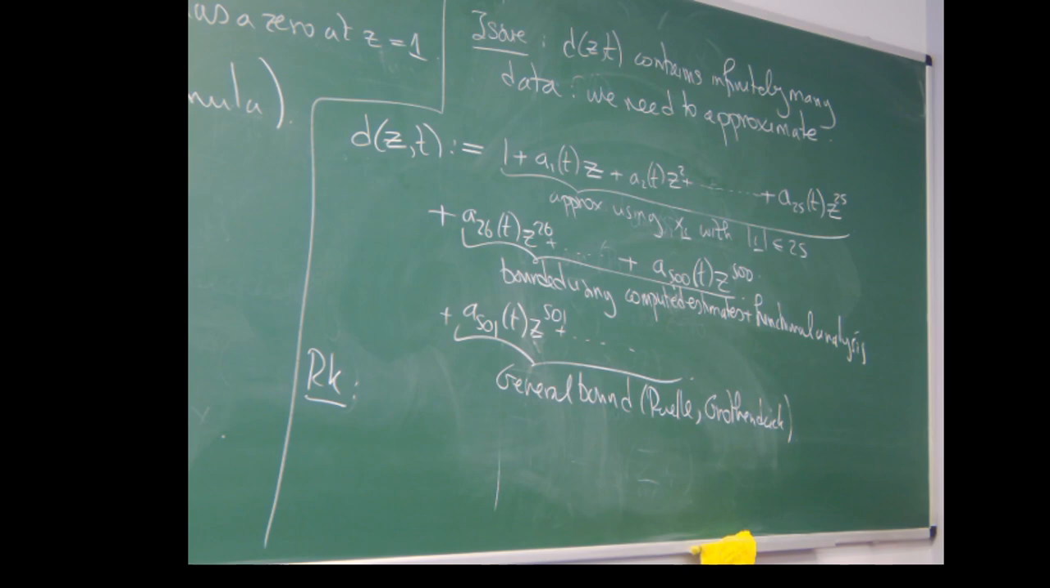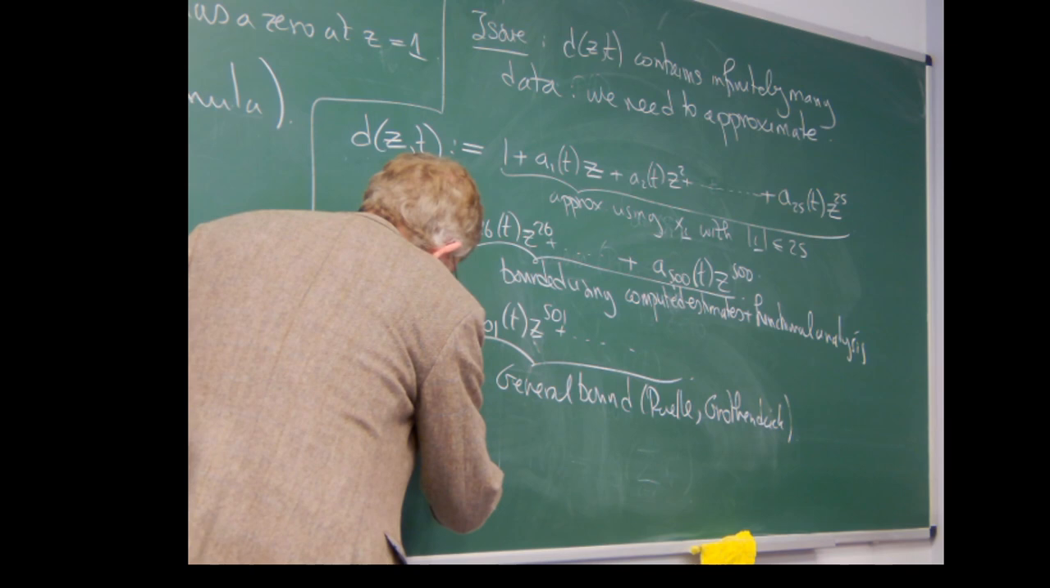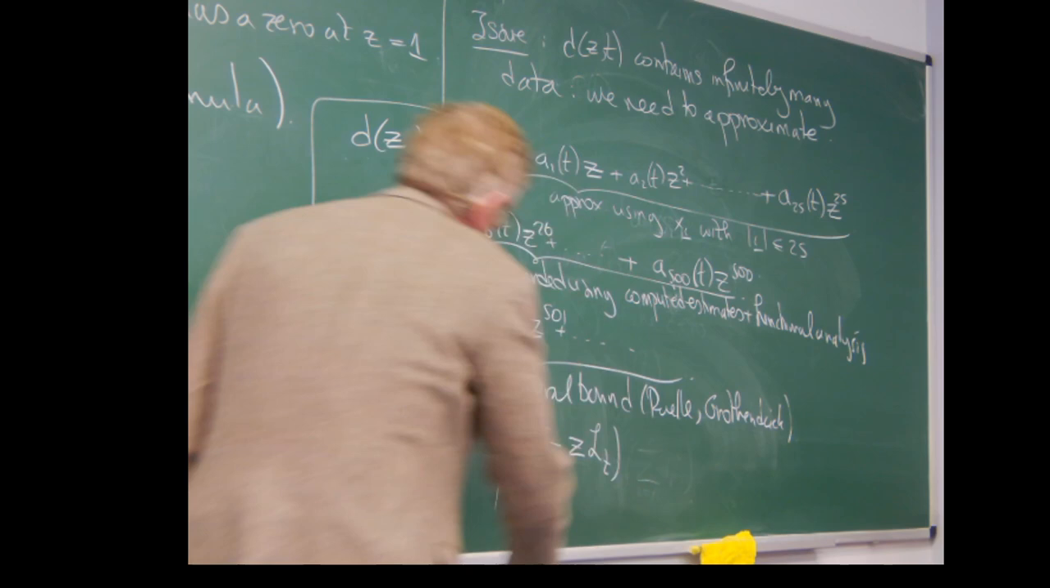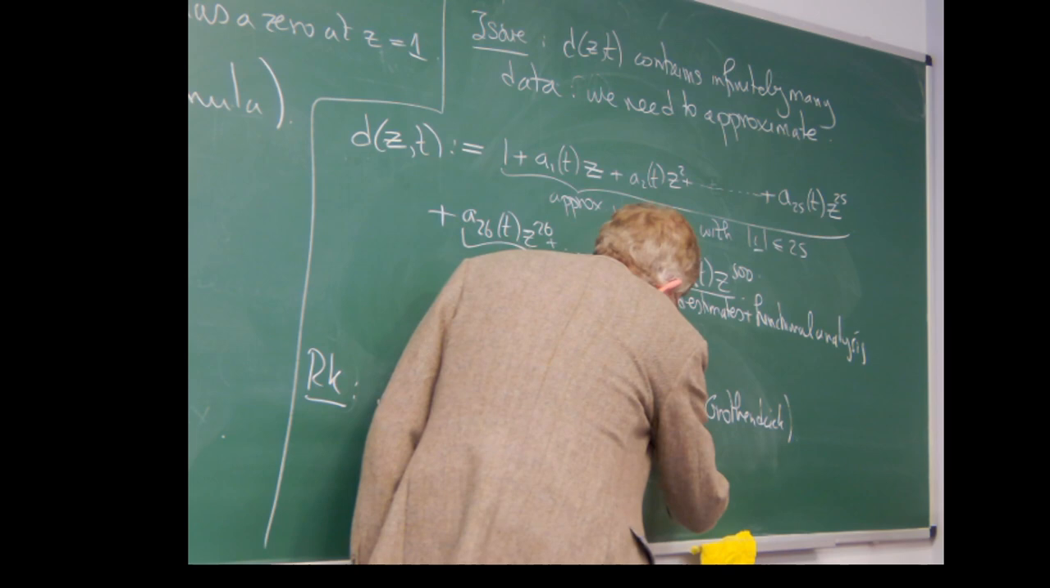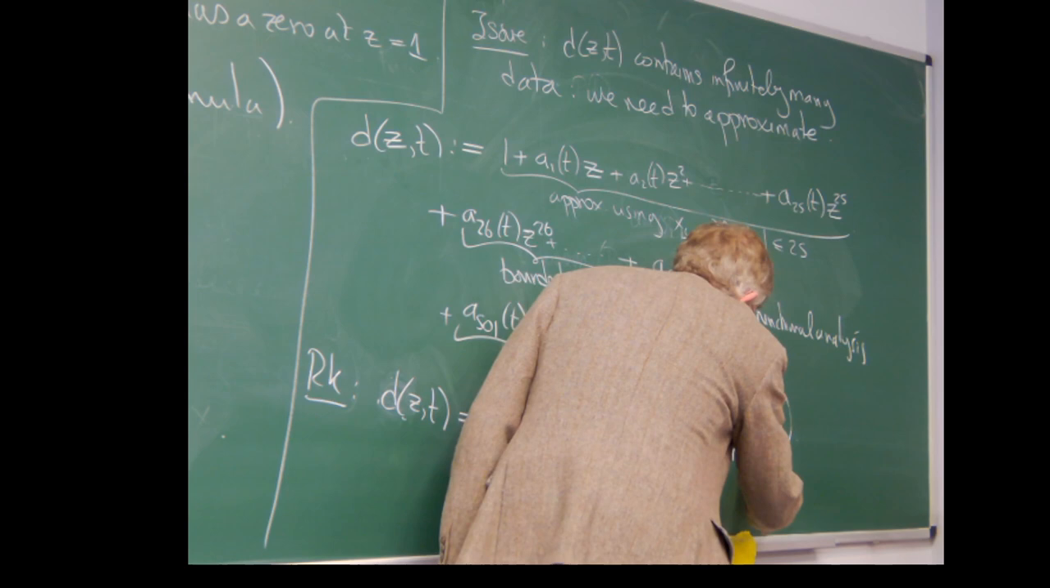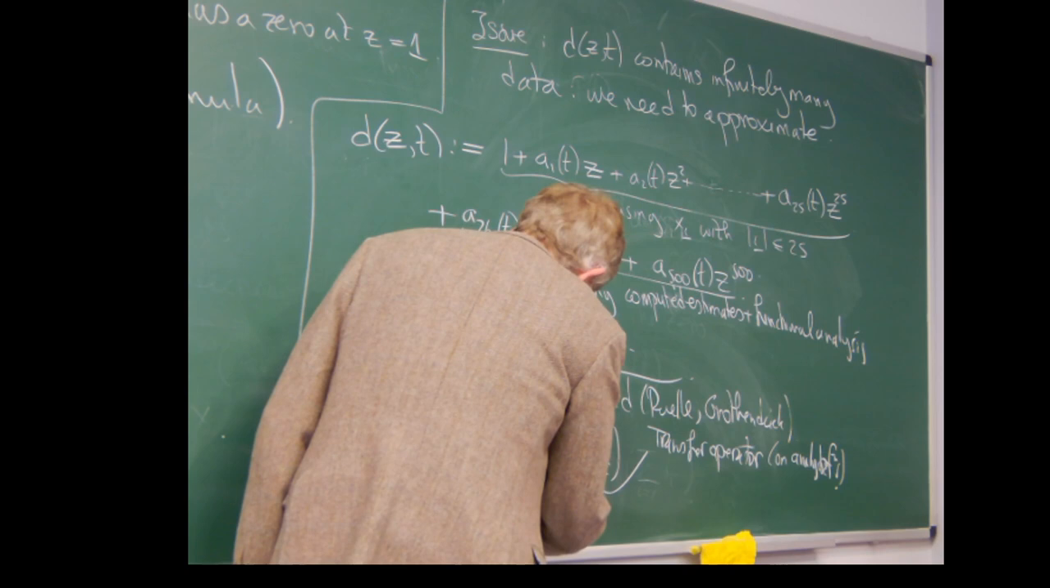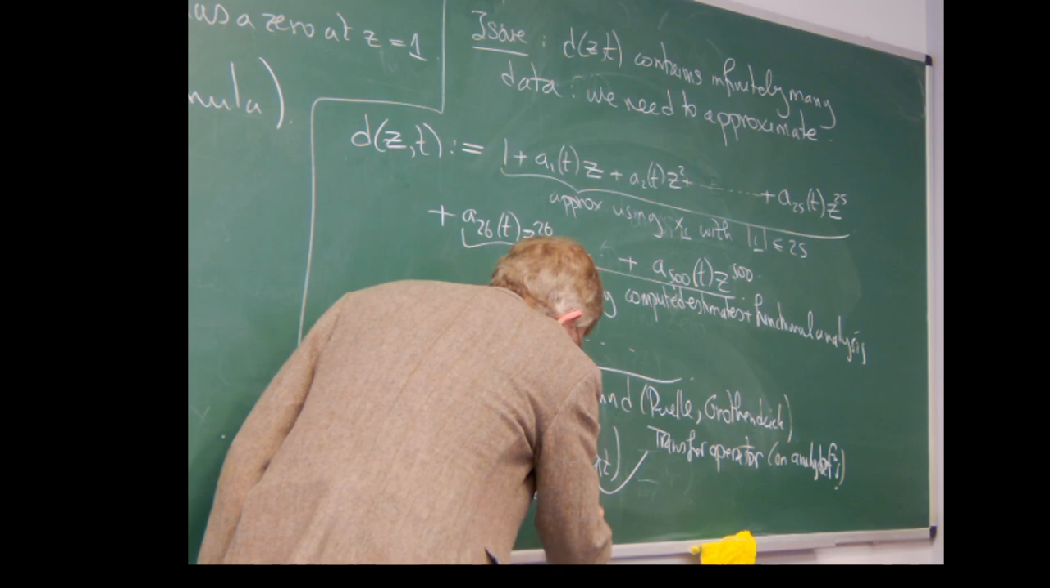So the idea is that the determinant, it's called dz of t, is actually the determinant of I minus z times L of t, where here this is a transfer operator, which will reappear a bit later, but I haven't got around to it yet. So it's a transfer operator on analytic functions. And this determinant here is in the sense of a Fredholm determinant, or any other kind of determinant, really.